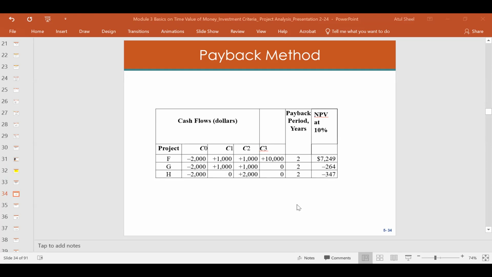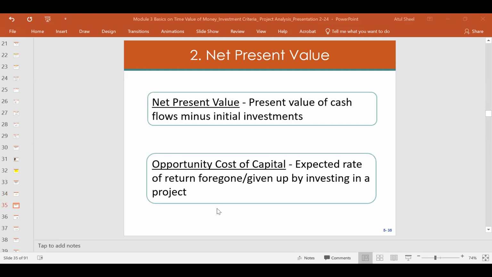The payback method may be easy to calculate, but it always pays to use a discounted payback. The discounted payback calculates the net present value and tells you how long it takes to get a 0 net present value. You can find that out by discounting the payback every year. That is the payback method.